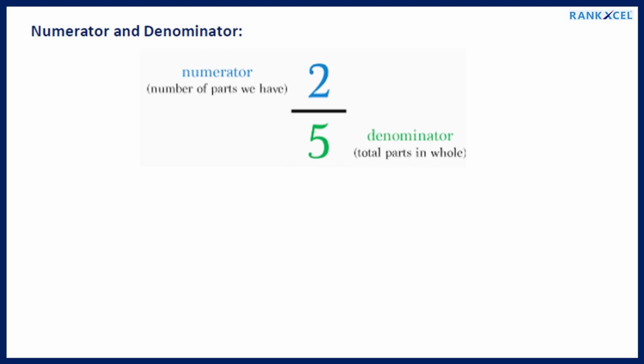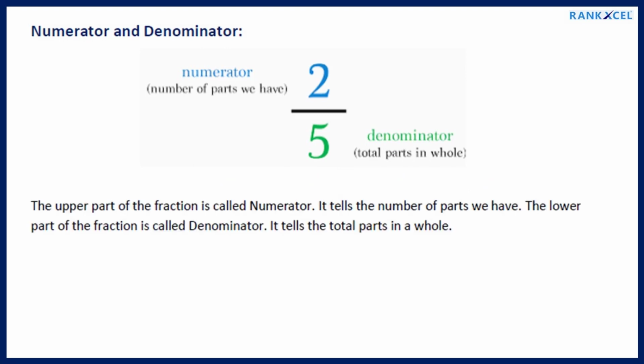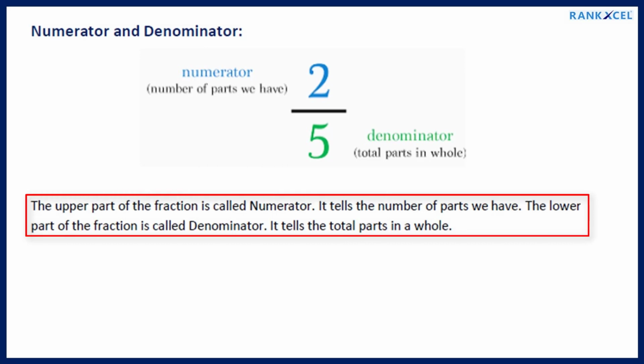Numerator and denominator. The upper part of the fraction is called the numerator. It tells the number of parts we have. The lower part of the fraction is called the denominator. It tells the total parts in a whole.